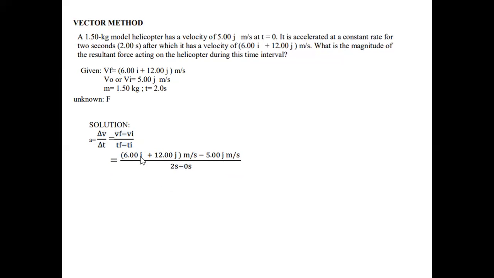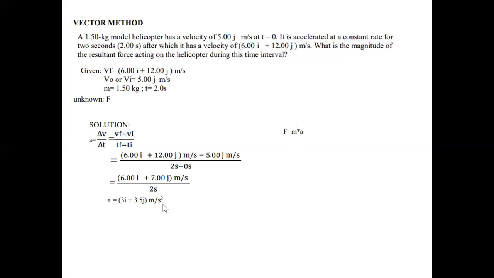Now let's simplify the equation, because it has two unknown components, i and j. Our acceleration is equal to 6i, and 12 minus 5 gives us plus 7j meters per second, per 2 seconds. Simplifying gives us 3i plus 3.5j meters per second squared.